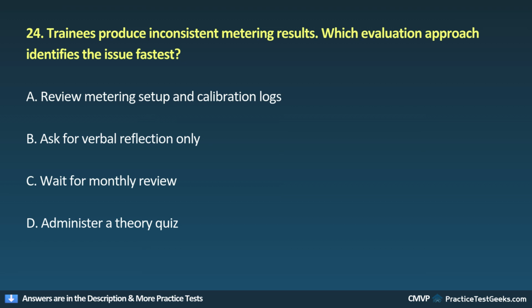24. Trainees produce inconsistent metering results. Which evaluation approach identifies the issue fastest? A. Review metering setup and calibration logs. B. Ask for verbal reflection only. C. Wait for monthly review. D. Administer a theory quiz.